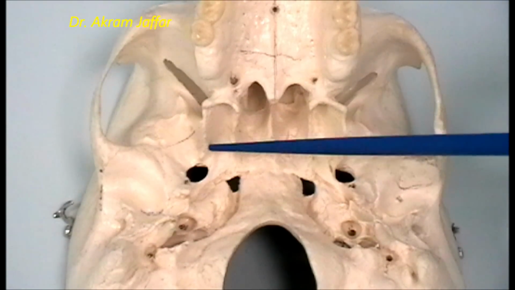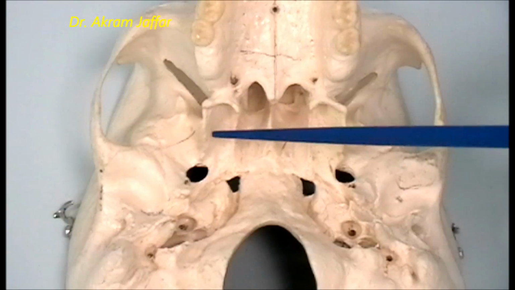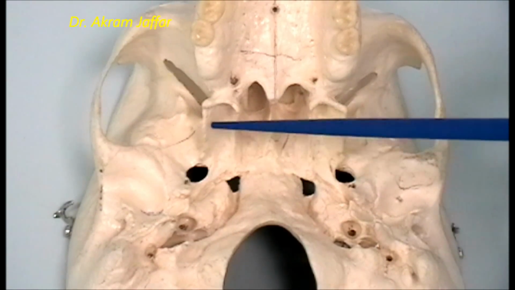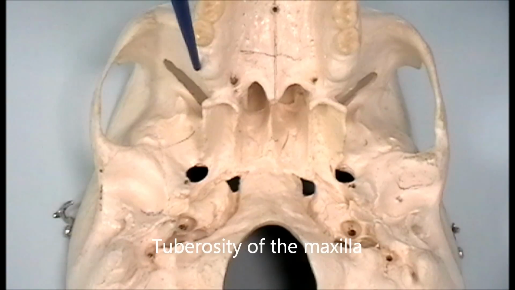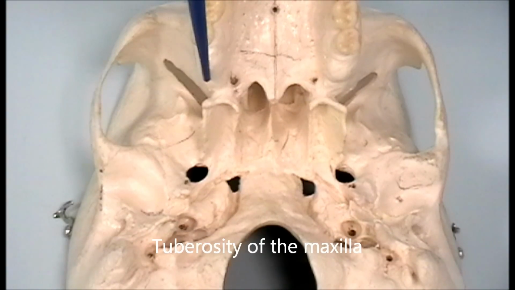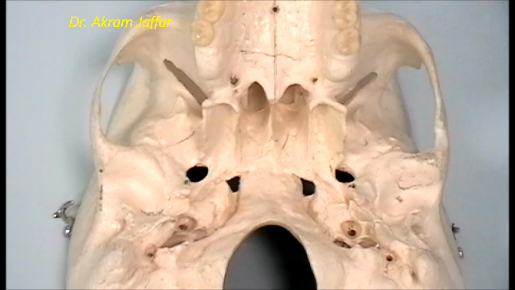The medial pterygoid muscle has two heads. The larger is the deep head. So the deep head of the medial pterygoid muscle is attached here, and the superficial head is attached to the maxilla, to the tuberosity of the maxilla, which is located behind the third molar tooth. The medial and lateral pterygoid muscles are muscles of mastication.